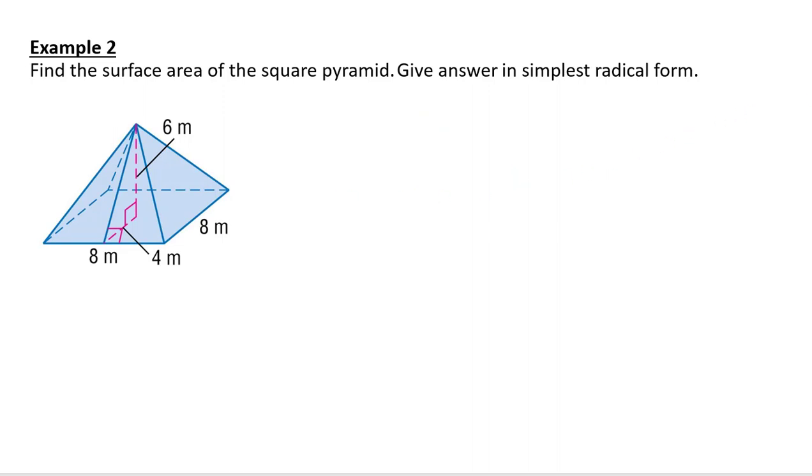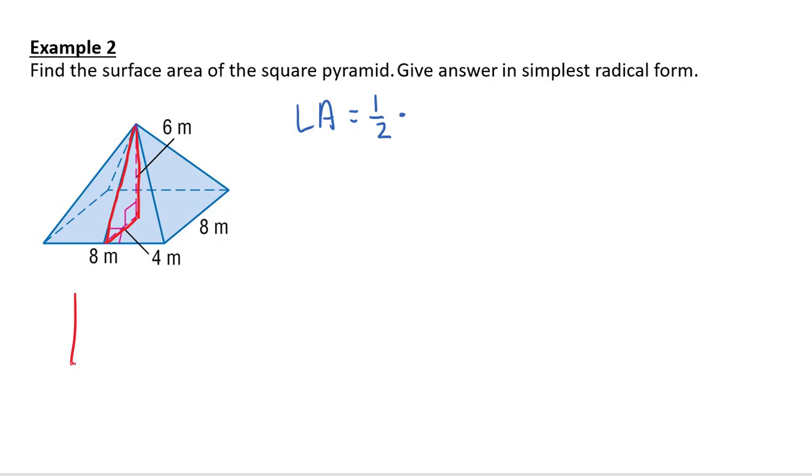Okay. Find the surface area of the square pyramid. Give answer in simplest radical form. Okay, so surface area is going to be our lateral area plus the area of the base. So let's first find our lateral area. Actually, I'm going to erase that base piece for a second because I think I'm going to need a little more room. 1/2 my slant height. My slant height is here. I'm not given that length. I'm given that this is 6 and that is 4.